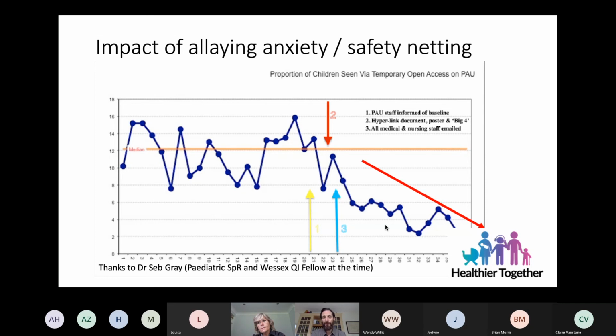And certainly there's no evidence that this corresponded with poor outcomes for children. These were very safe loss of representations.